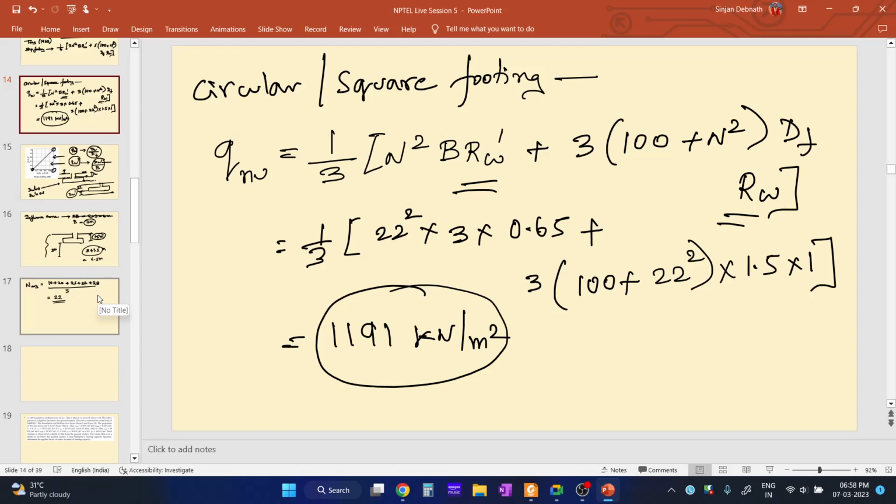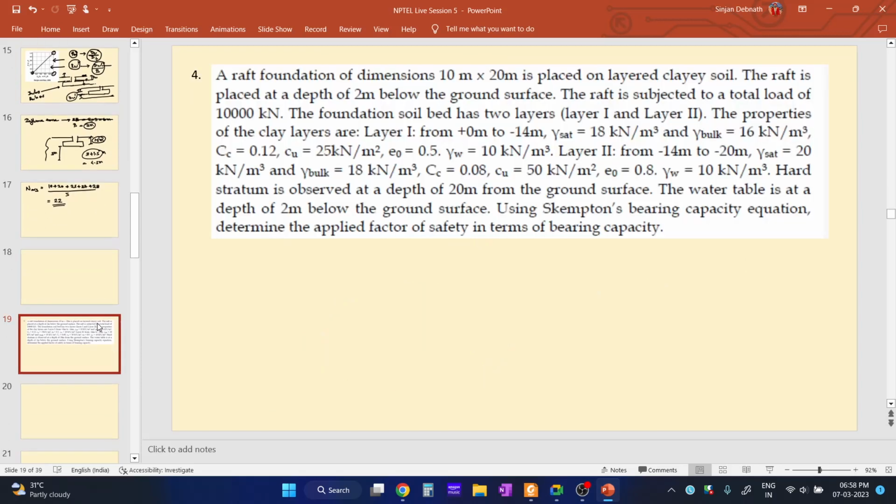So now let me just move on to the next problem. This is problem number 4. A raft foundation of dimensions 10 meter by 20 meter is placed on a layered clay soil. So here we have a raft foundation. We have the dimensions: breadth is 10 meter and length is 20 meter, placed on a layered clay soil.